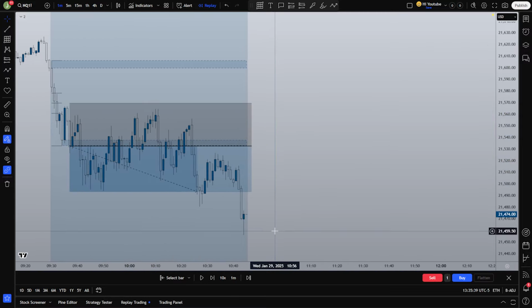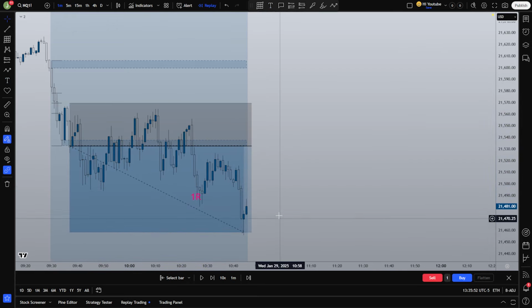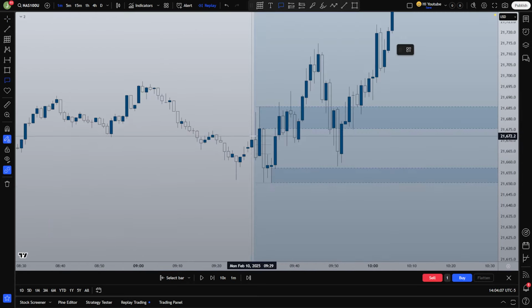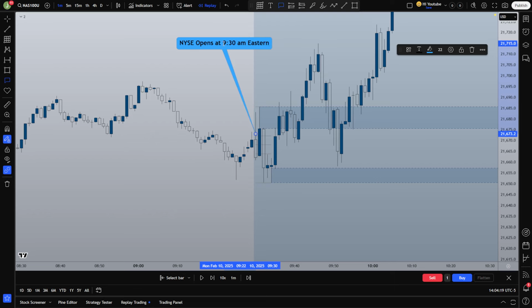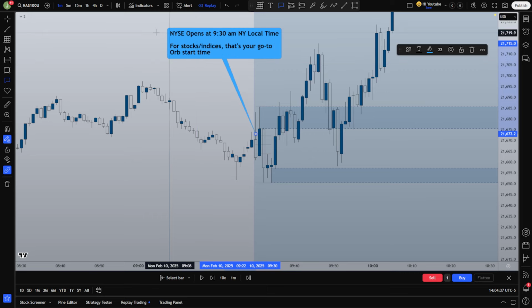Let's talk a little bit about how to approach different asset classes with ORB, because not all assets respond equally to the same ORB timeframes. The New York Stock Exchange opens at 9:30 a.m. New York local time. Traders using ORB for stocks and indices will place their range at this open and often find that the first 5 or 15 minutes work well due to the high volatility at the open.